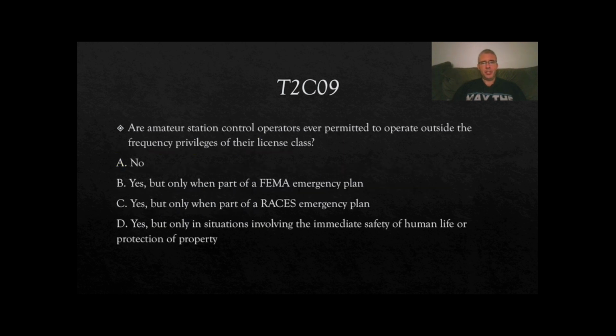Number 9. Are amateur station control operators ever permitted to operate outside the frequency privileges of their license class? A, no. B, yes, but only when part of a FEMA emergency plan. C, yes, but only when part of RACES's emergency plan. D, yes, but only in situations involving the immediate safety of human life or protection of property. So if we go back to the first question, you'll note I said there's a contradiction. We have reached the contradiction, okay? In that part, it says an amateur station must always follow FCC rules.